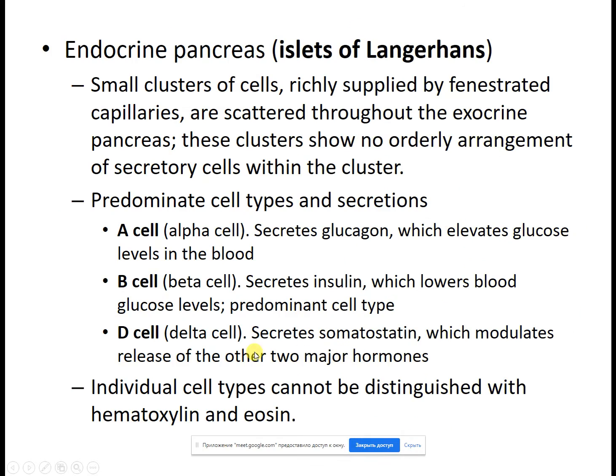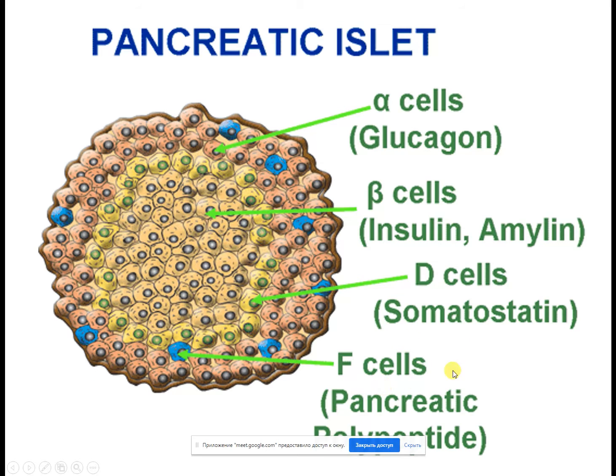It was not explained here, but there are also PP cells, pancreatic polypeptide cells, or F cells. They are the same cells. They also modulate some pancreatic activity. They are indistinguishable, because they have the same staining, so during the conventional stage they are invisible.